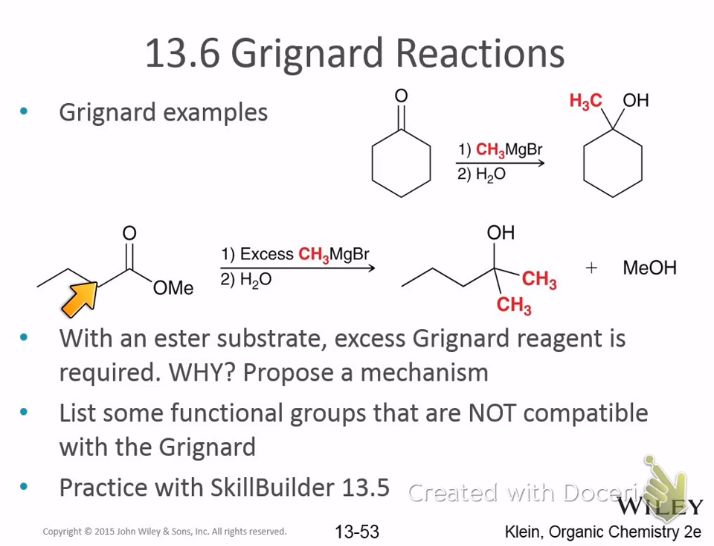This is what happens when you have an ester and excess methyl magnesium bromide. And you notice what happens? You end up with two equivalents of methyl magnesium bromide added, and you end up with a tertiary alcohol again. And the thing that comes off is this.